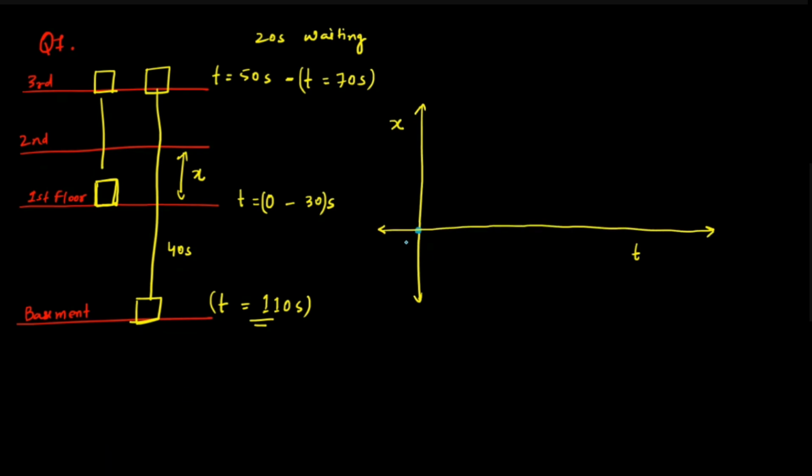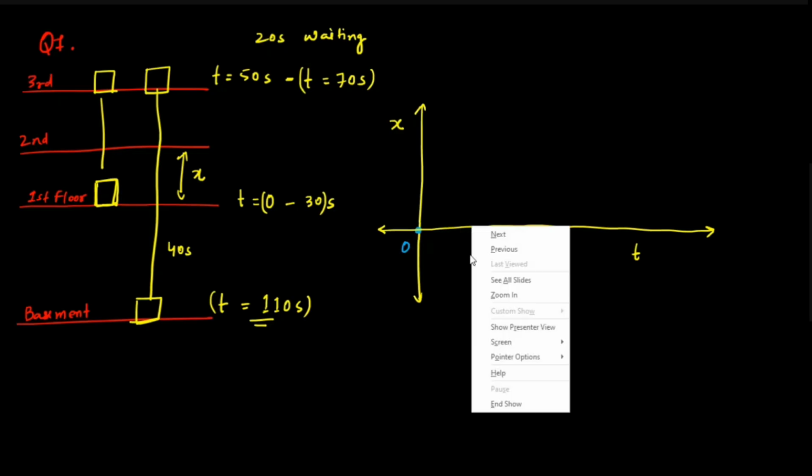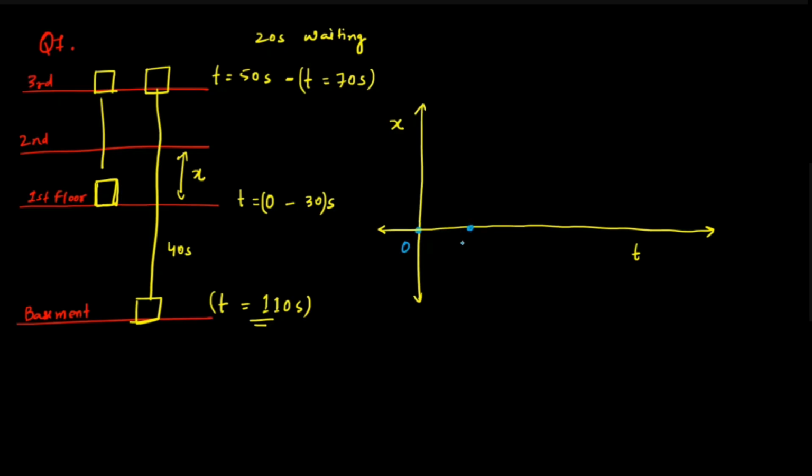Always remember, whenever you are drawing or representing motion of any particular thing, the time stamp should be very particular. Whatever time you are taking, the time should be equally taken in the graph. So from 0 to 30 seconds, it remains at the first floor. So basically, it didn't move for the first 30 seconds. It should be a straight line till 30 seconds.